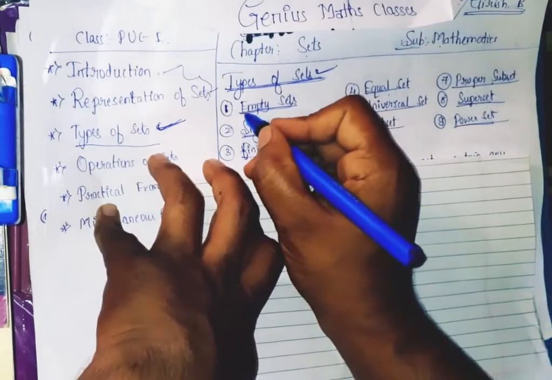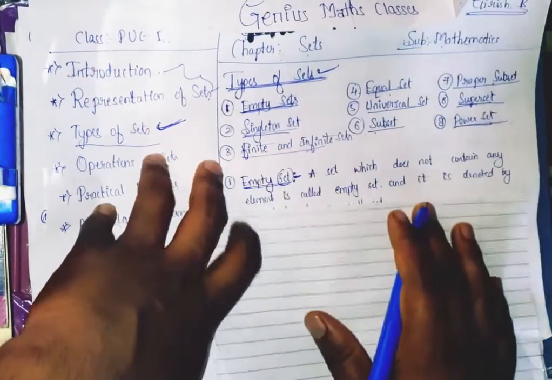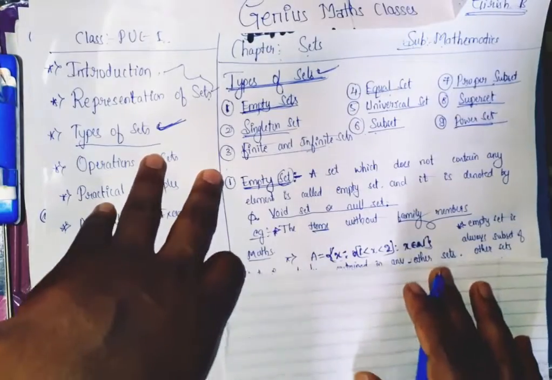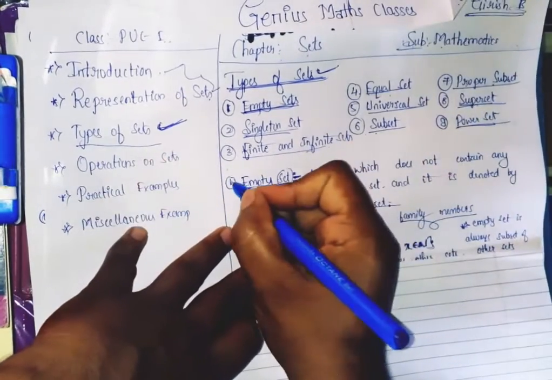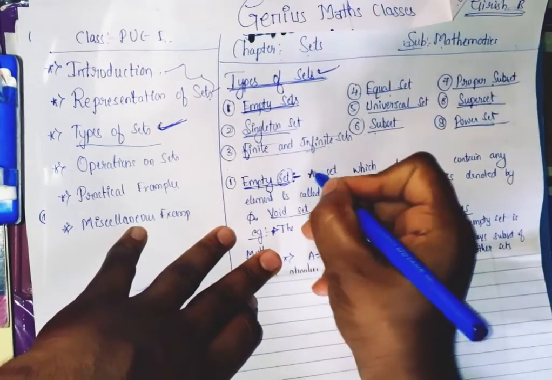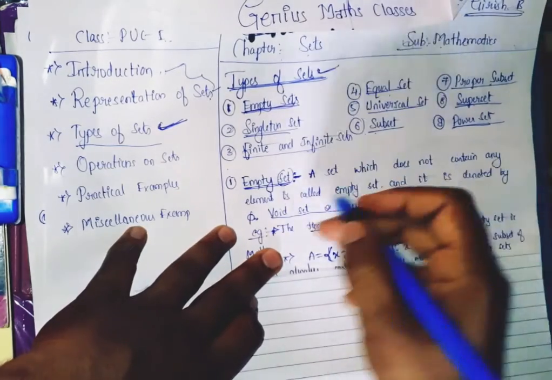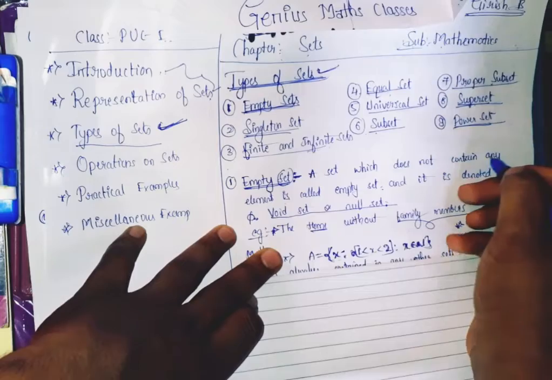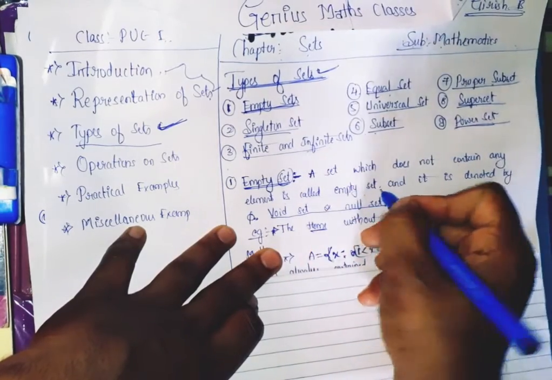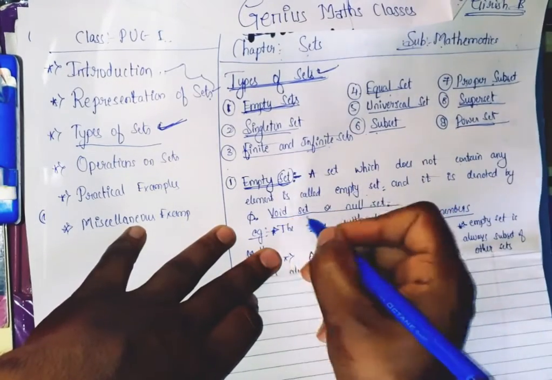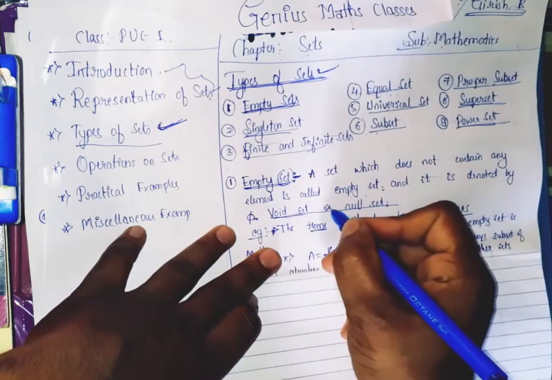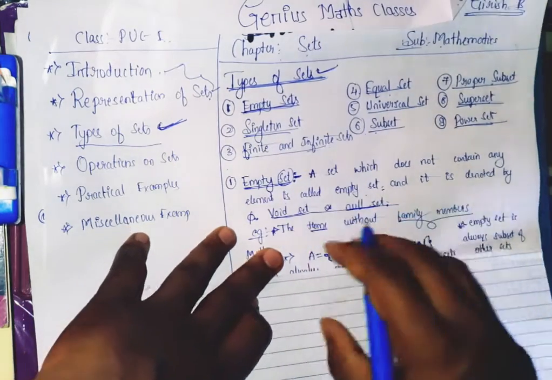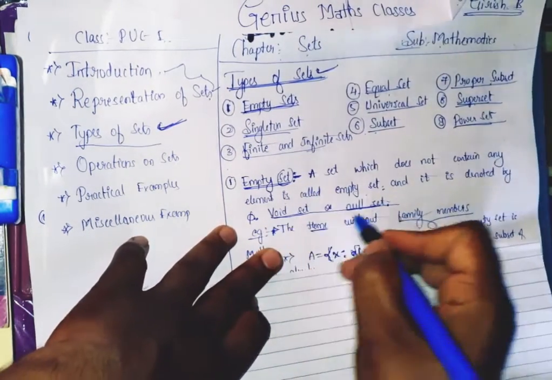The very first, empty set. Let me discuss about the empty set. A set which does not contain any elements is called empty set, and it is denoted by phi. It is also called as void set or the null set. So empty set can also be called as void set or null set.